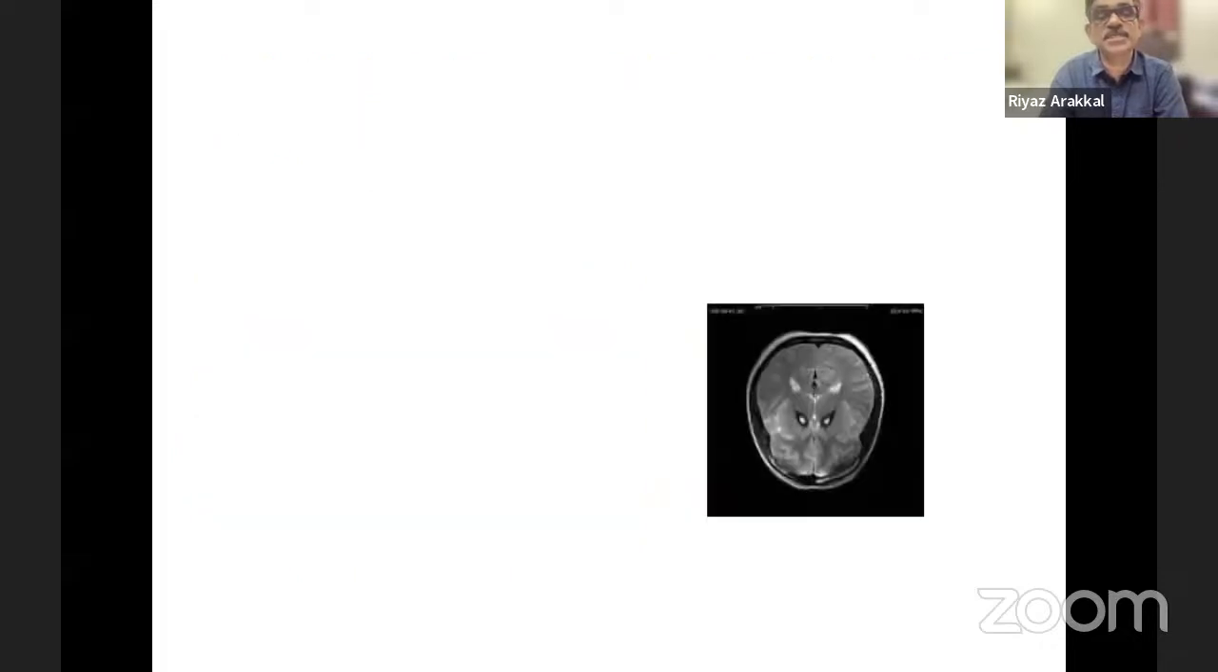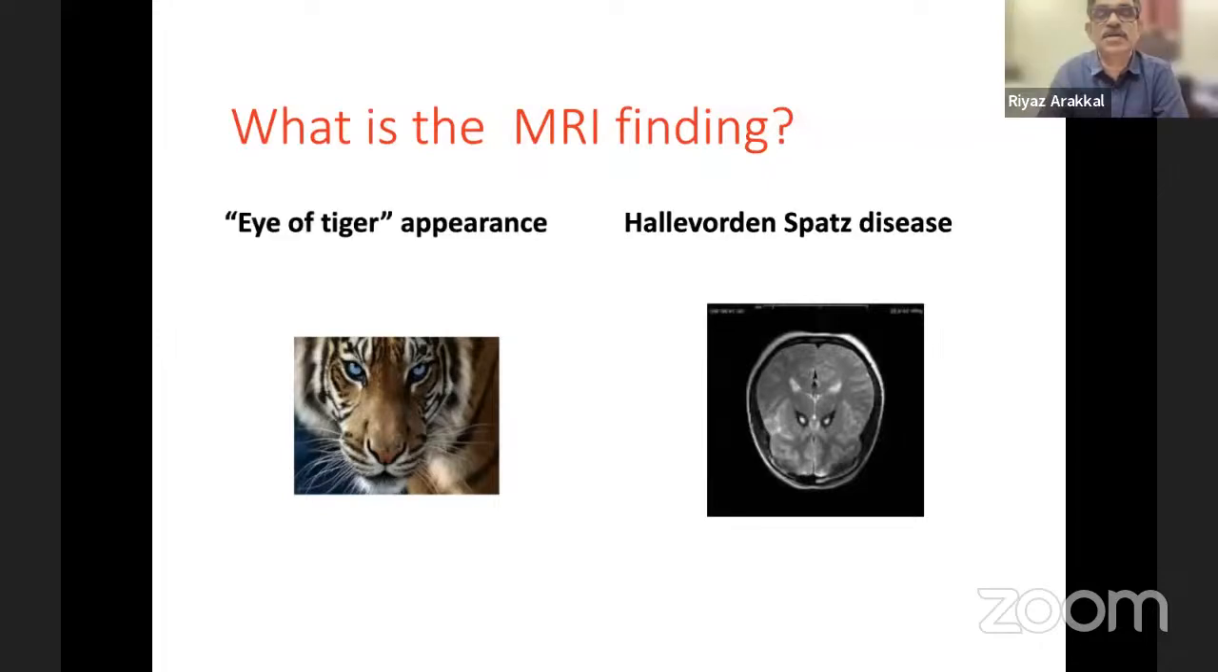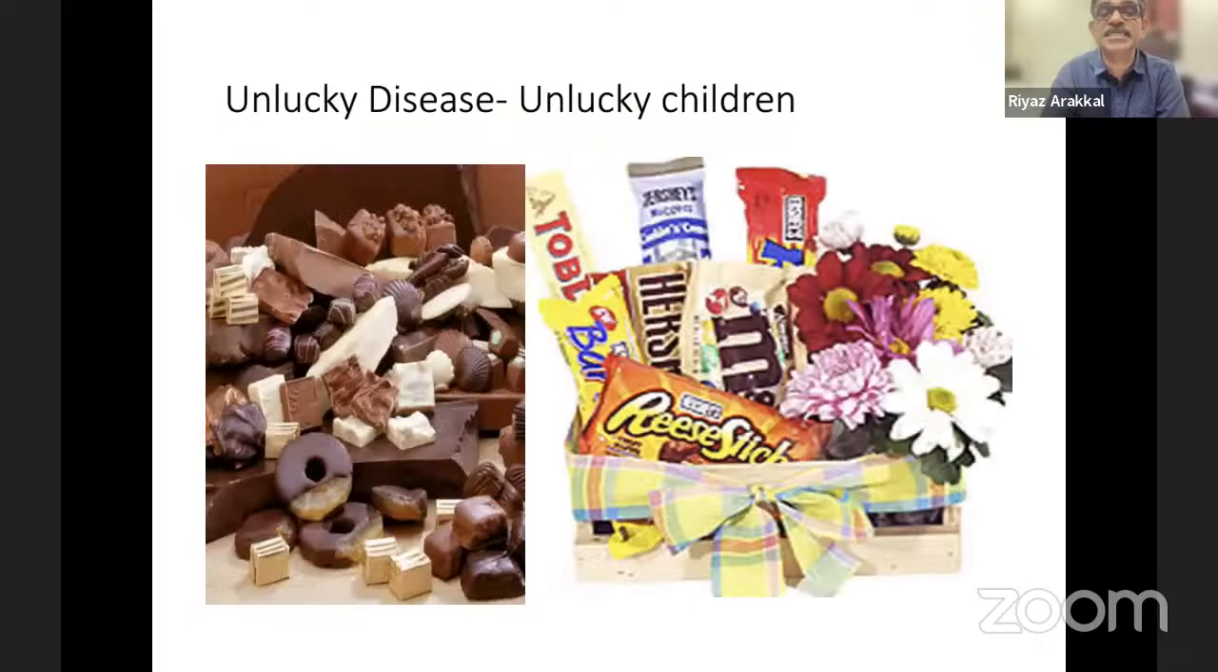Now, what is this MRI? This is not Wilson disease. What is the MRI finding? This is neurology again: eye of the tiger. Which condition? Hallervorden-Spatz disease, pantothenate kinase deficiency, also known as Hallervorden-Spatz disease. Remember that this has nothing to do with Wilson disease. So unlucky disease, unlucky children because they cannot eat chocolates.